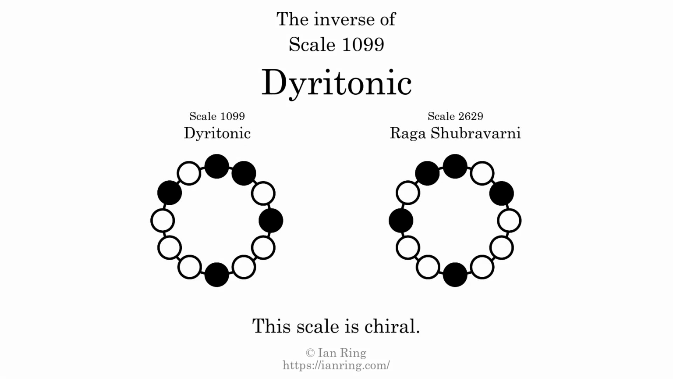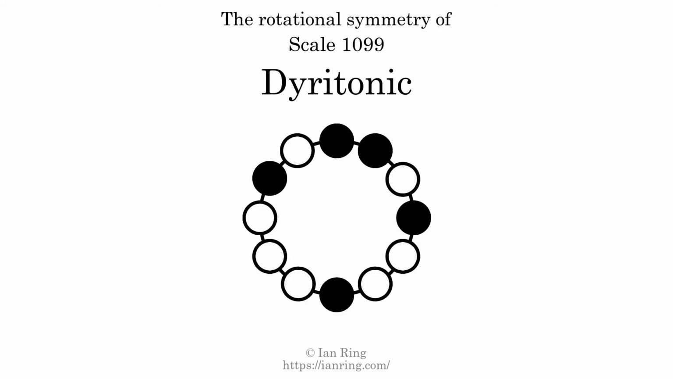The inverse of a scale is a mirror image. It is what you get when the sequence of intervals is reversed. The inverse of this scale is scale 2629, also known as Raga Shabravani. This scale is chiral. It cannot transform into its inverse by rotational transformation. This scale has no rotational symmetry.